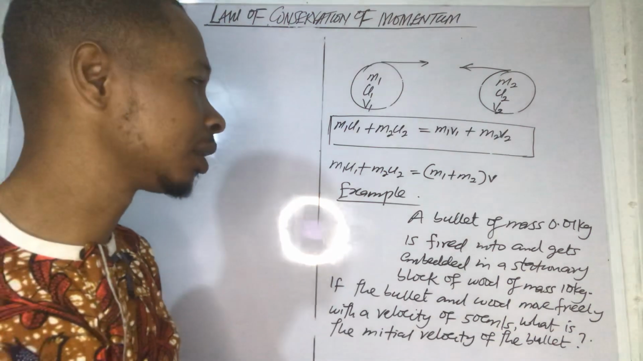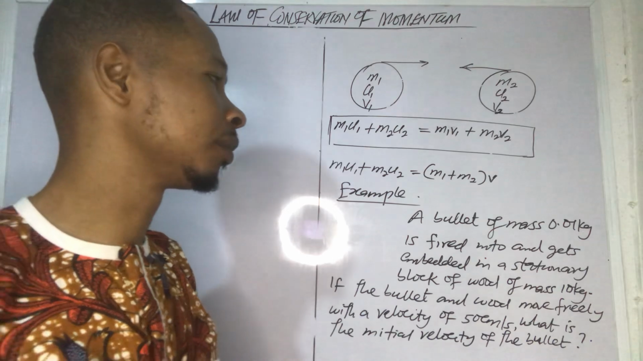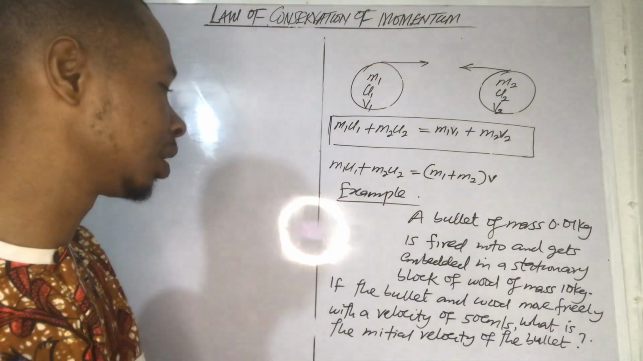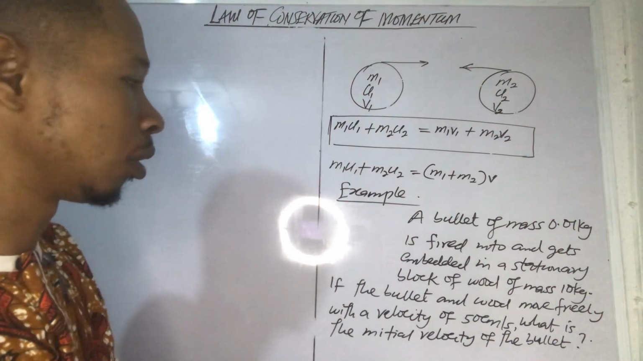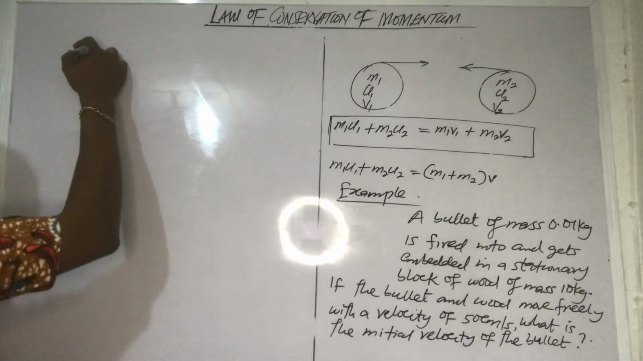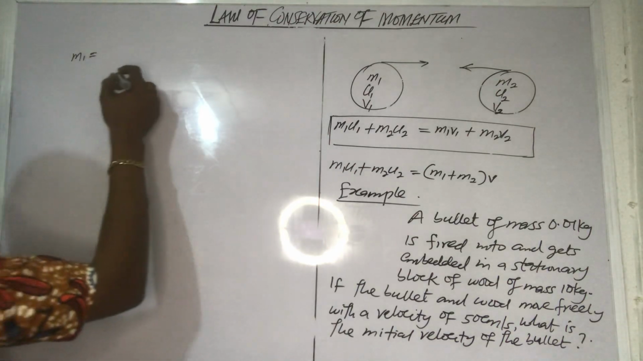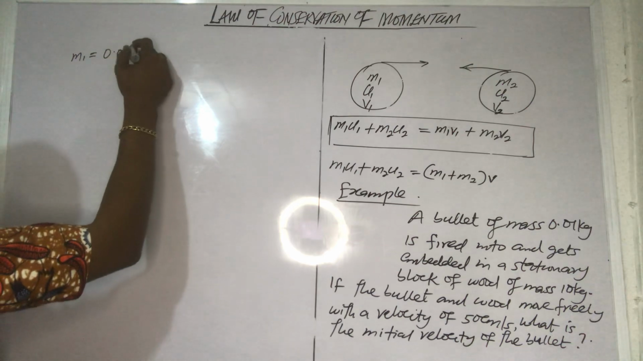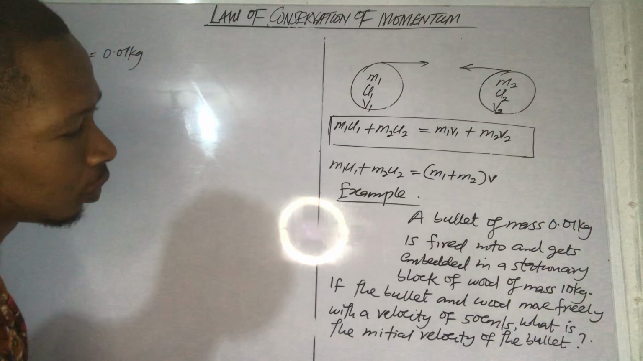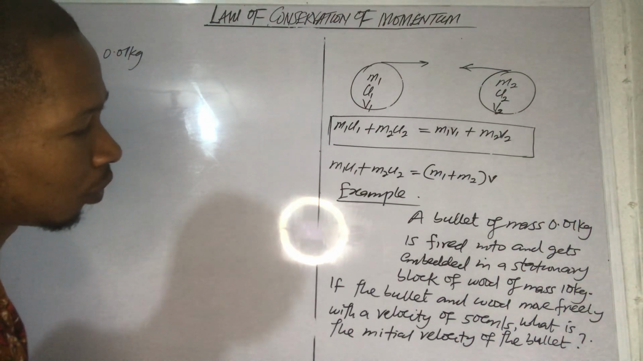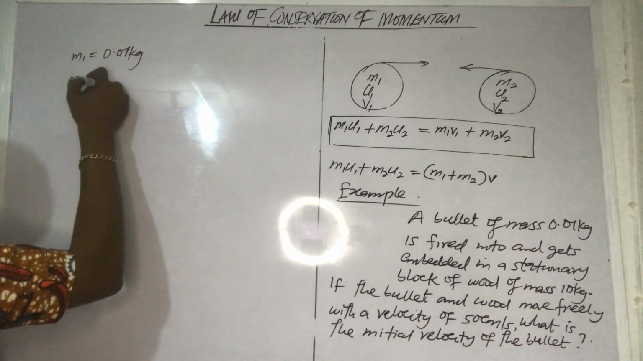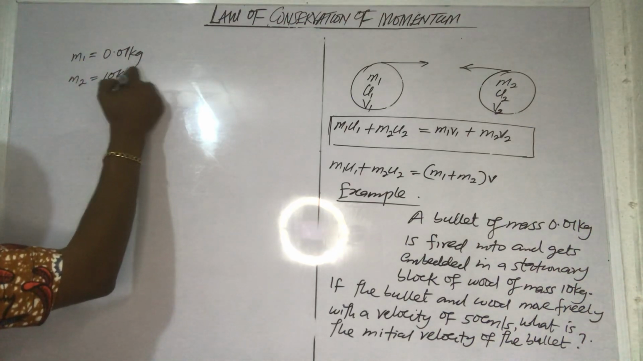A bullet of mass 0.01 kilogram is fired into and gets embedded in a stationary block of wood of mass 10 kilogram. In this case, your M1 is 0.01 kilogram, your first mass, which is fired into and gets embedded into a stationary block of wood of mass 10 kilogram. M2 is 10 kilogram.